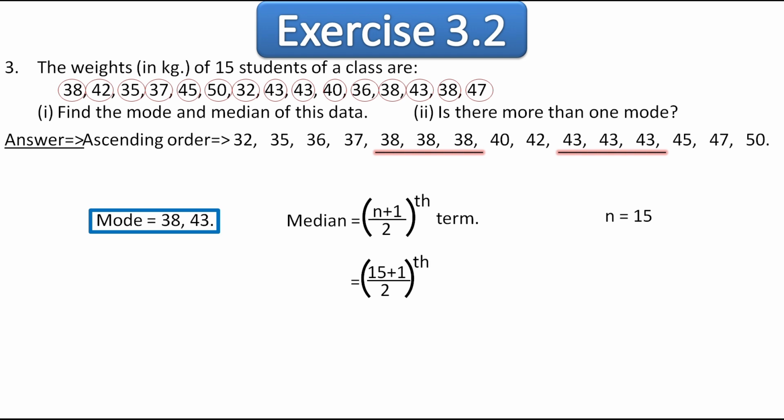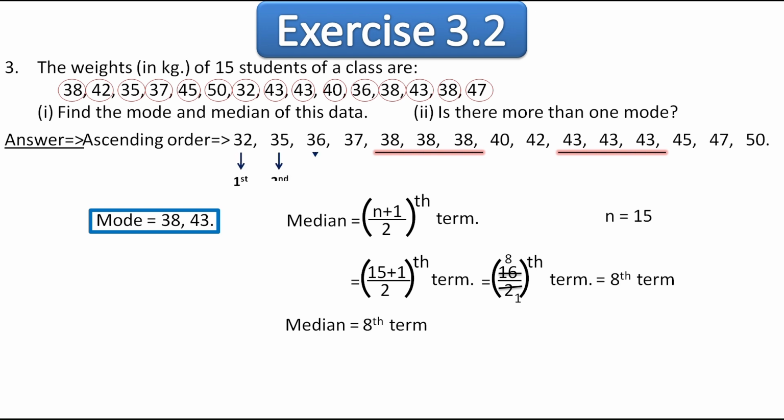So I got 15 plus 1 upon 2th term, that is 16 upon 2th term. So 2 ones are 2 and 2 eights are 16, therefore 8th term. Therefore the median is 8th term. Let's check which number is 8th one, that is here. So here the 8th term is 40. Okay, therefore the median is 40.